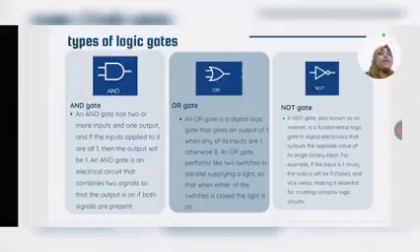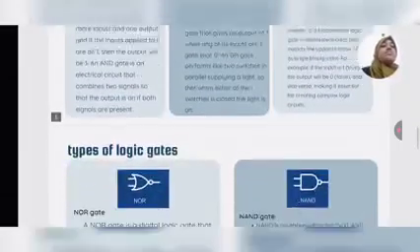The next one is the NOT gate. A NOT gate, also known as an inverter, is a fundamental logic gate in digital electronics that outputs the opposite value of its single binary input. For example, if the input is 1, that means true, the output will be 0, that means false, and vice versa, making it essential for creating complex logic circuits.